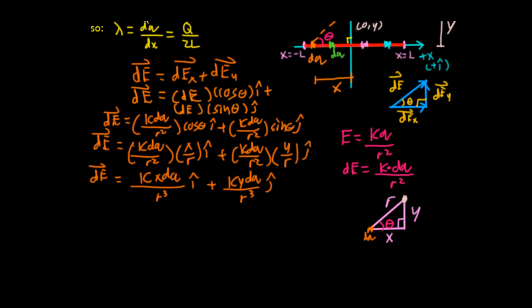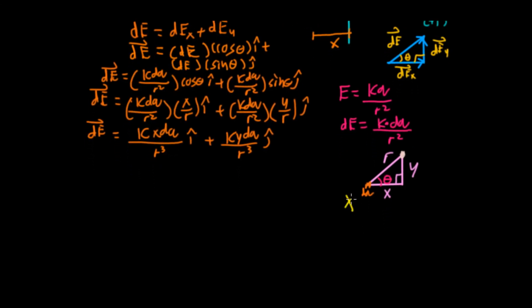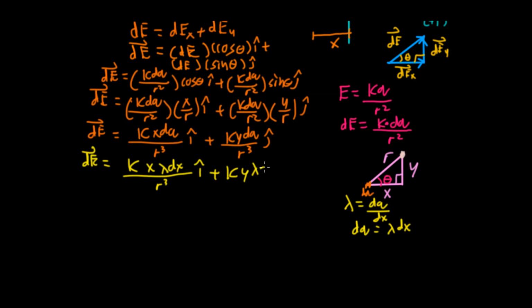And that's where we use our lambda relationship. So we know that lambda is equal to dq over dx. So thus we also know that dq is equal to lambda dx. So let's sub this in. dE is equal to kx lambda dx over r cubed i hat plus ky lambda dx over r cubed j hat. And now what we want to do is rewrite the r, right?